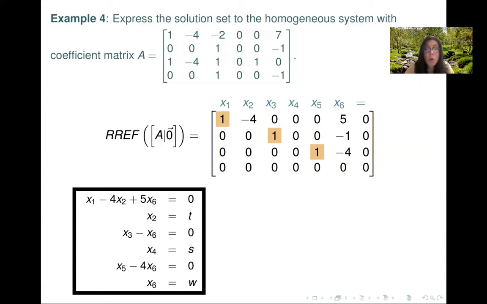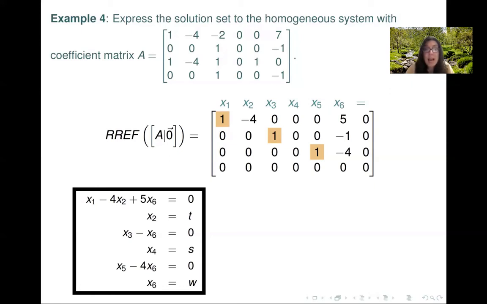x1 minus 4x2 plus 5x6 equals 0. Then in the next row, I'll think about the next variable, x2. x2 is free, so I'll assign it a parameter, x2 equals t. Then the next variable to think about is x3. x3 has a pivot, so I'll translate the row that that pivot is in into an equation.